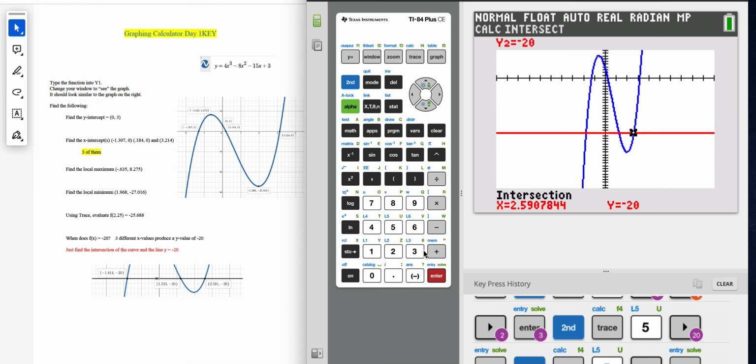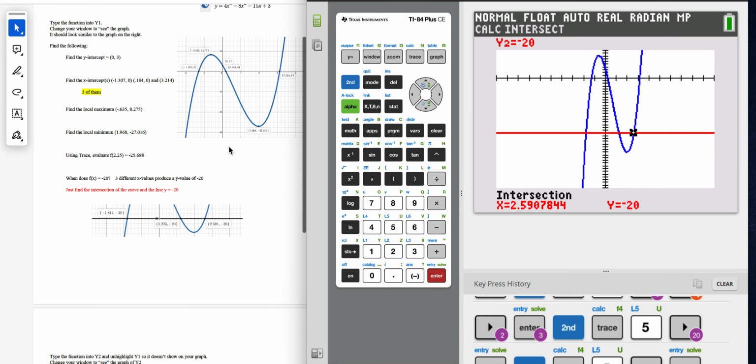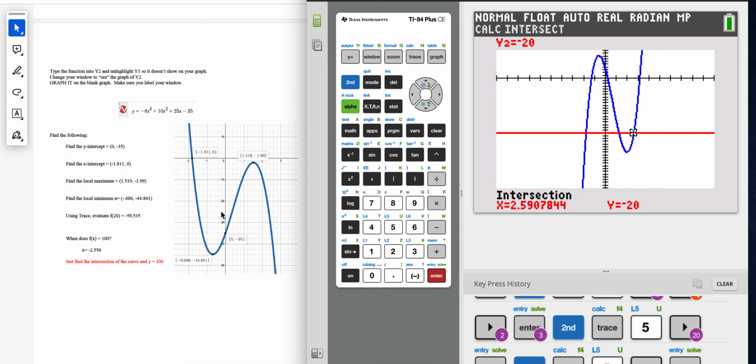So those are the buttons we want to be able to work on. Y-intercept, x-intercept, local maxes, local mins, using trace to evaluate a function, and then answering the question, when does the y-value equal negative 20? Okay, when we want to equal, we're really just setting the curves equal to each other. The next one is just more practice. It's actually doing the exact same thing. So I'm gonna let you kind of work on that on your own.